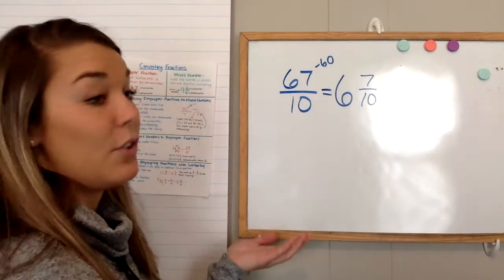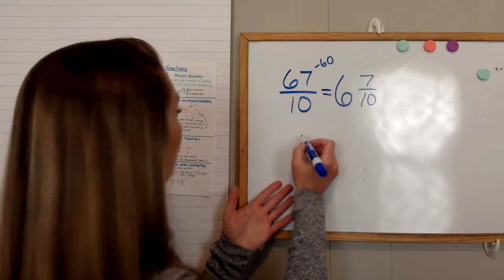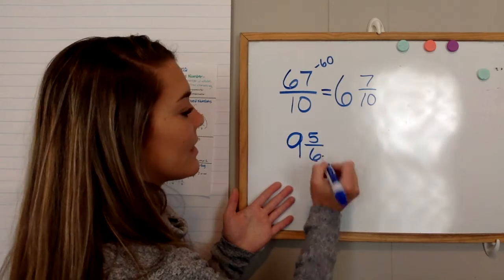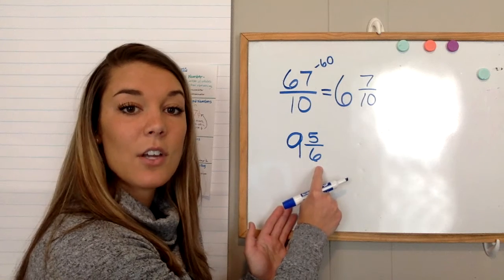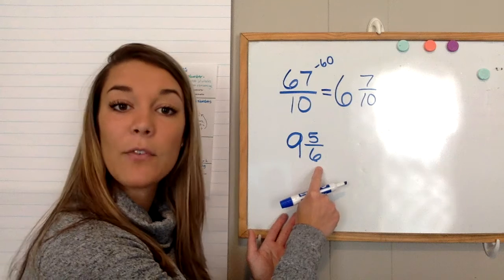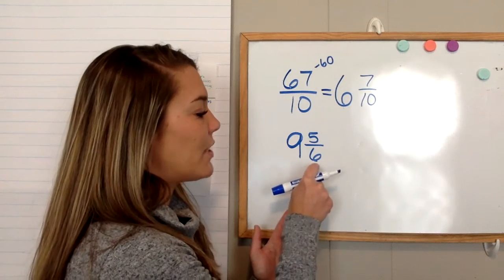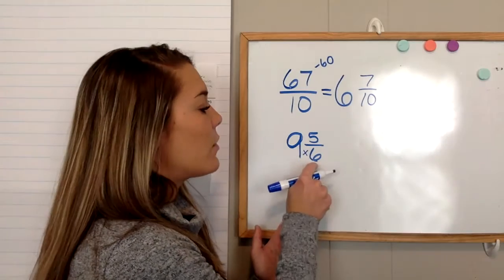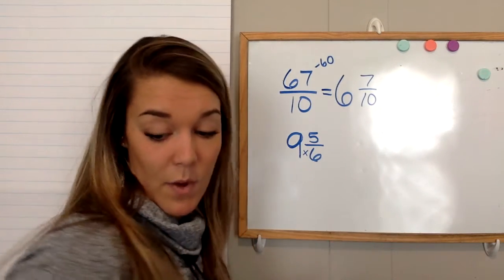Another one, you might be given a mixed number like 9 and 5/6. A mixed number is when you have a whole and a fraction, okay? Sometimes you might need to convert that into an improper fraction. To do this, it's pretty easy. All you do is you multiply the denominator by the whole number. Sometimes I put a little multiplication sign here to remind me. So 6 times 9, I could use my chart or my little hand trick if I want.